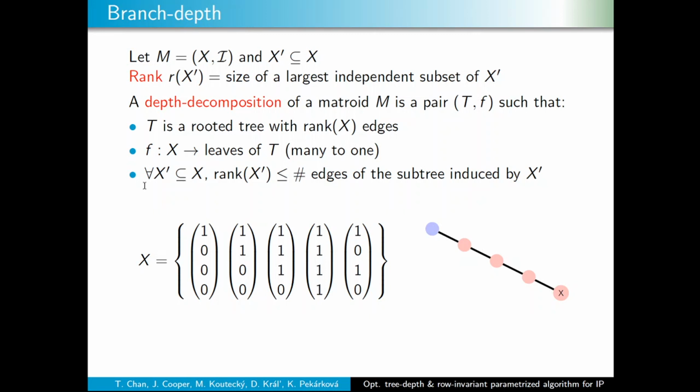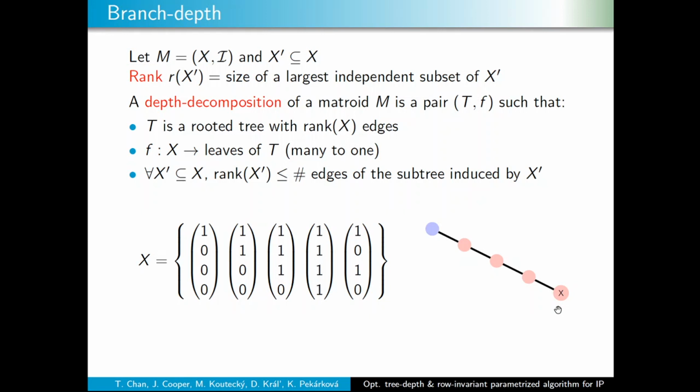So firstly note that X has rank equal to 4, and therefore all subsets X prime of X have rank at most 4. But also notice that the tree induced by each X prime is actually T itself. There's only one subtree with this guy as the leaf. Note that T contains 4 edges, and hence the rank inequality is satisfied for every X prime. In fact, this construction shows that any matroid has a depth decomposition of depth at most the rank of its ground set.